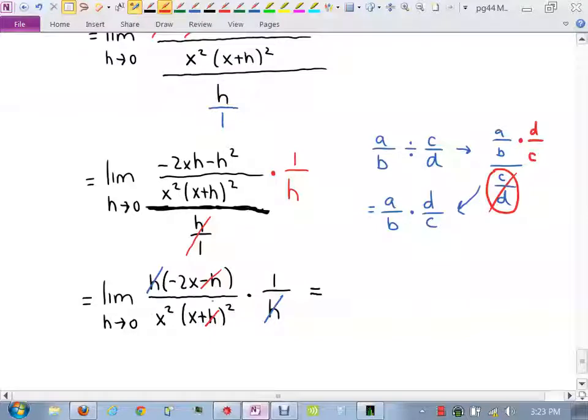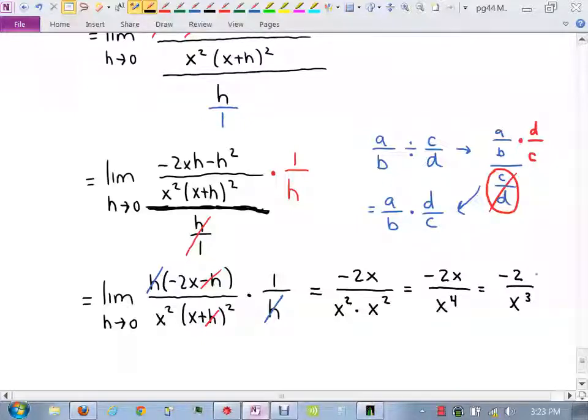So what's in the numerator still? Negative 2x. And what's in the denominator? x squared times x squared again, right? But it's multiplication, careful. x to the 4th. And then one of those x's cancels, and you get negative 2 over x cubed. So you don't get a numerical answer. That's because we had a variable in the problem, x.